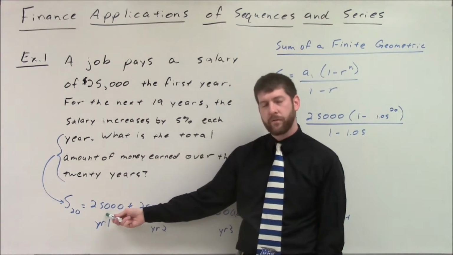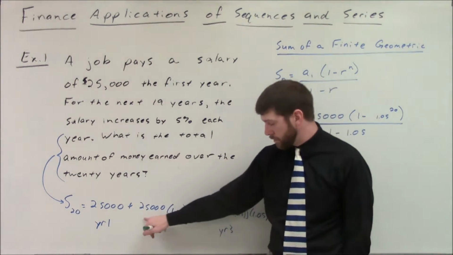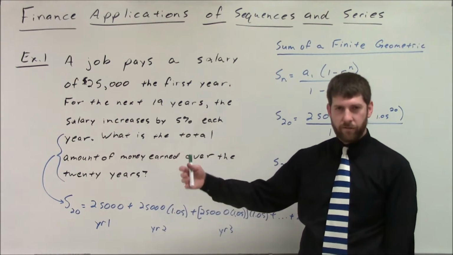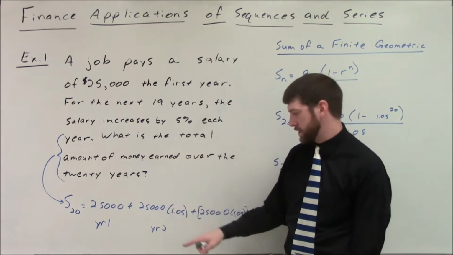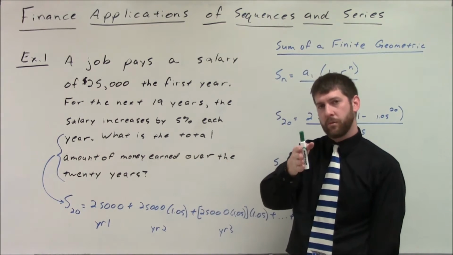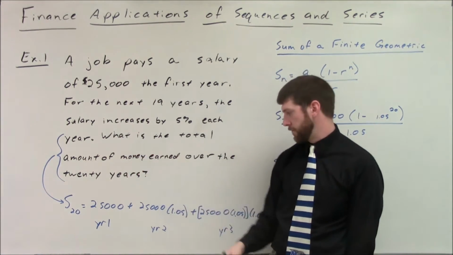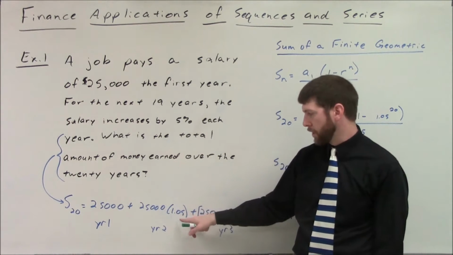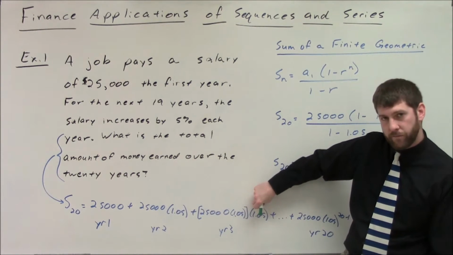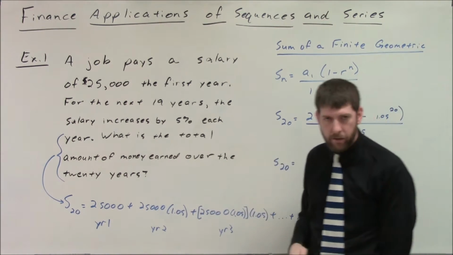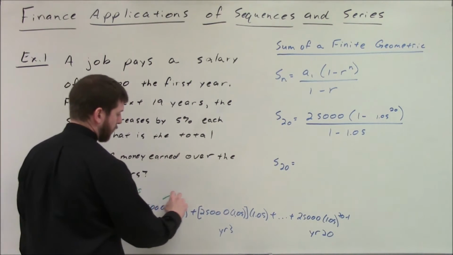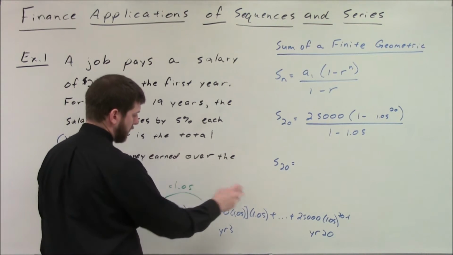Well, in year one, we had $25,000. In year two, we had the previous year's salary with the additional 5% added in. Well, the way we add 5% in is to multiply by 105%, because we have the 100% we originally had plus the additional 5%. So that's why we have times 1.05. To get year three, I take the previous year times another 105%, and then we continue that pattern. So as we see, we're multiplying by 1.05 or 105% every single year.